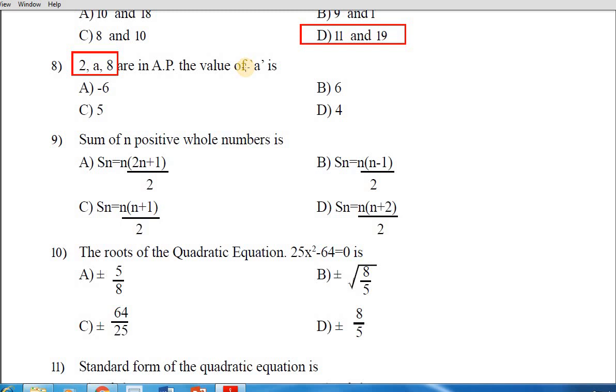That is B is equal to (A plus C) by 2. And A value is 2 and C value is 8. Add 2 to 8, we get 10. 10 divided by 2 gives 5. Hence for this question the right answer is option C, 5.